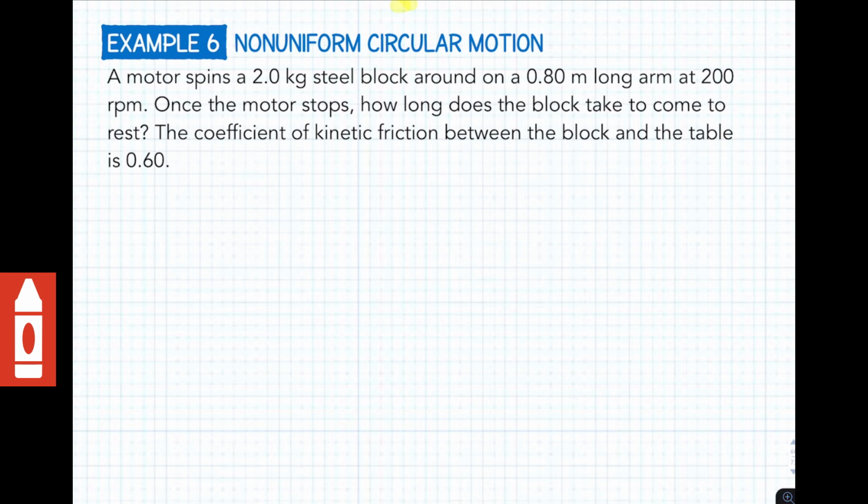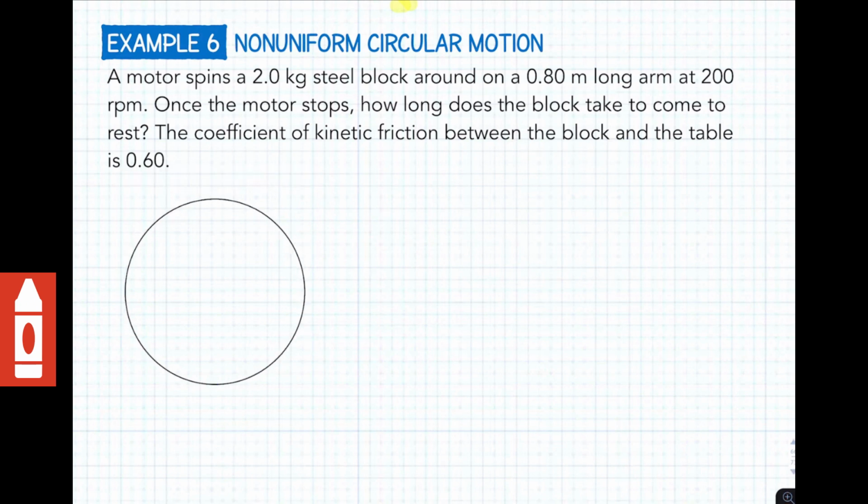Okay. So I'm going to draw a circle. We're going to do the top view and the side view like we did before. We're going to set this up just like a uniform circular motion problem. But the difference will be that this time we have a tangential component that we have to keep track of.